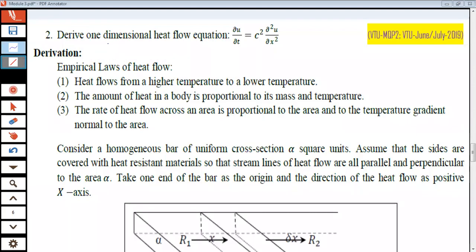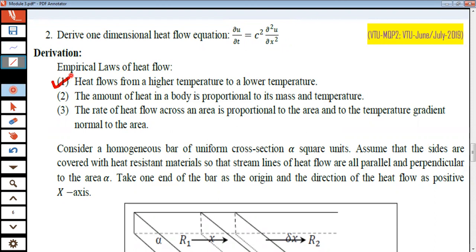Hello everyone. Here we are deriving the one-dimensional heat equation, that is, ∂u/∂t is equal to c² times ∂²u/∂x². Before the derivation, we should know the empirical laws of heat flow that we studied in thermodynamics.